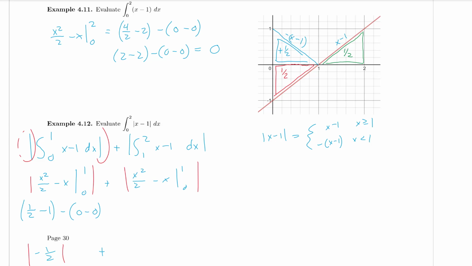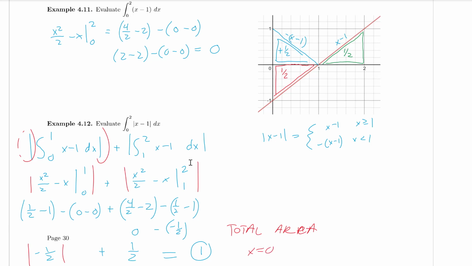We don't really need to worry about taking the absolute value of the second part because it's already going to be a positive number. When we calculate this, the bounds here need to be 1 to 2. We're going to get 4 over 2 minus 2 minus 1 over 2 minus 1, which gives us a 0 minus a negative 1/2, which ends up being a positive 1/2. So when we take the absolute value of negative 1/2 plus 1/2, we end up with 1 as the integral of the absolute value, and this is our total area from x equals 0 to x equals 2.